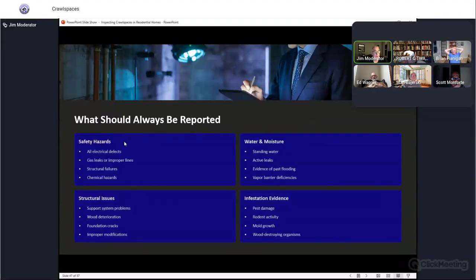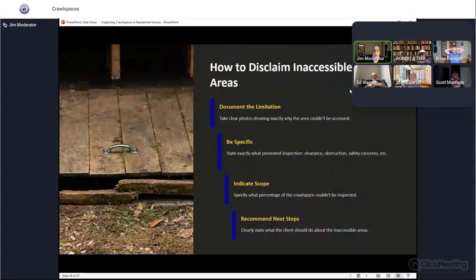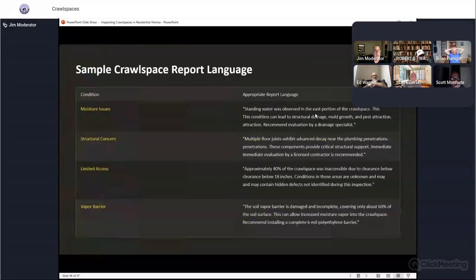What should always be reported on? Safety hazards, structural issues, water and moisture, and infestation. We've covered all this. How to disclaim inaccessible areas. We want to document, be specific, and recommend what the next steps are. Stan went over this on how to get into a place.